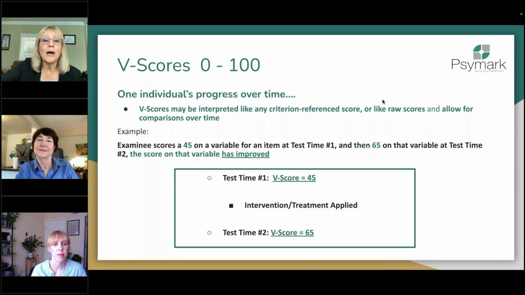So here we have an example in the box. We have an individual, an examinee, who took the Psymark test at time 1, and then a little bit later was retested. At the first testing time on a V-score variable, the individual received a score of 45. And 45 is a little bit low, so after interventions or treatment was applied, at time 2, the same individual received a V-score on that variable of 65. So they went from 45 to 65. What we can say is that at the second test time, the score on that variable has improved.